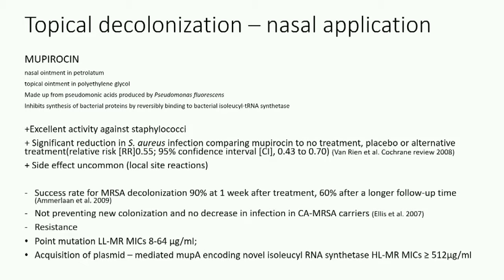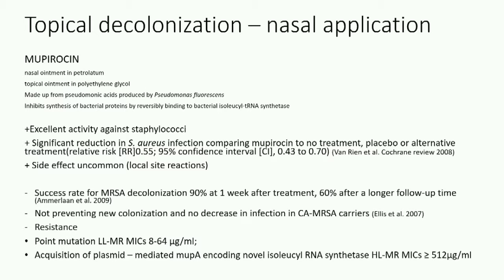So about the preparation, the agent, mupirocin is most widely used. You probably all use mupirocin. It has excellent activity against staphylococci, and it significantly reduces SSI infections compared to no treatment, placebo, or alternative treatment. Side effects are very uncommon, but we have problems.